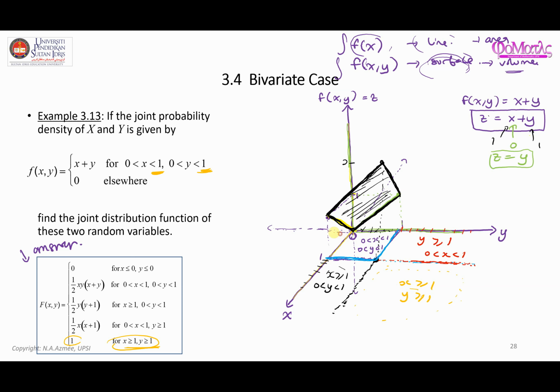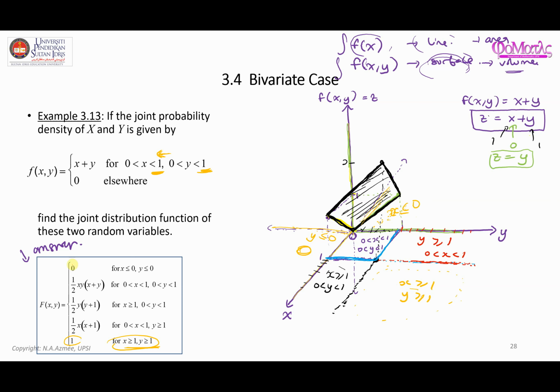And of course, if you consider this region where Y is less than or equal to 0, this is another region here. When Y is less than or equal to 0, it is lower than the lowest limit, so we know that automatically the distribution function is 0 at this part here. Similarly, for this area behind there, where X is less than or equal to 0, that region is also going to be 0.